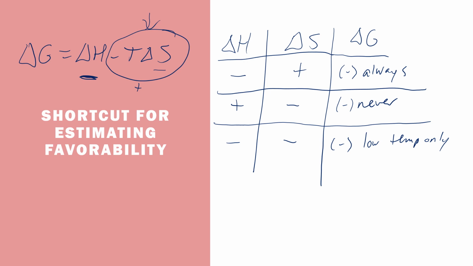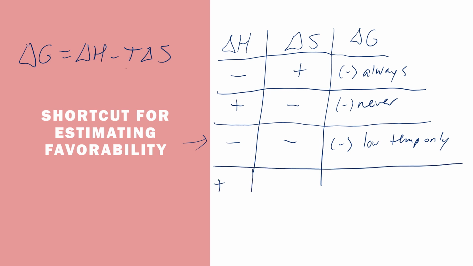Now they could ask, at what temperature does it become spontaneous? So what you would do is plug in 0 for delta G, plug in your delta H and your delta S, and solve for T. Any temperature below that, in this scenario, would be spontaneous. And then our last option is if you have an endothermic reaction, but it's increasing in disorder, it will be spontaneous or thermodynamically favorable at high temperatures only.